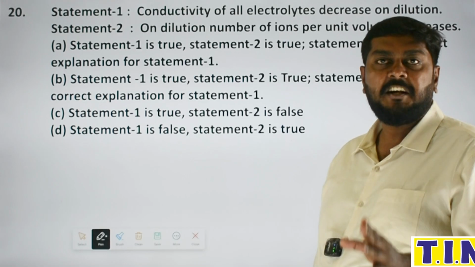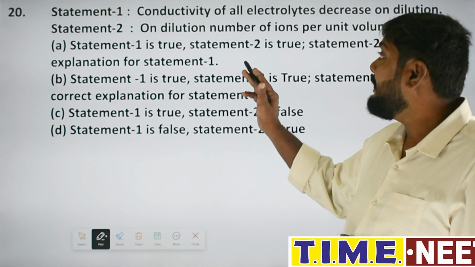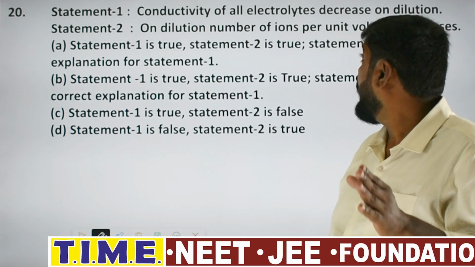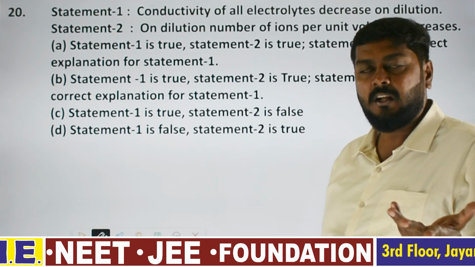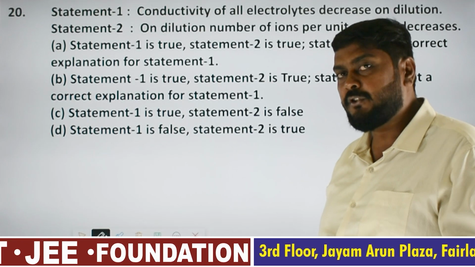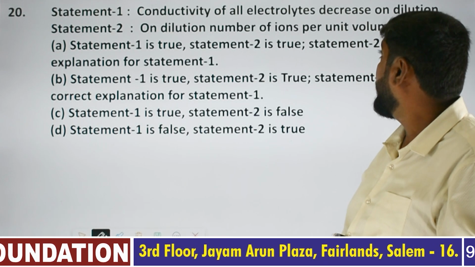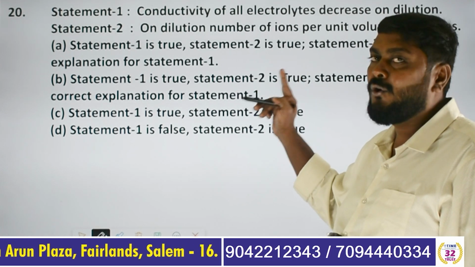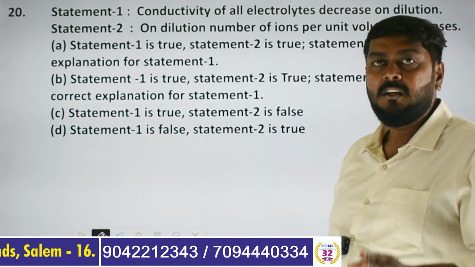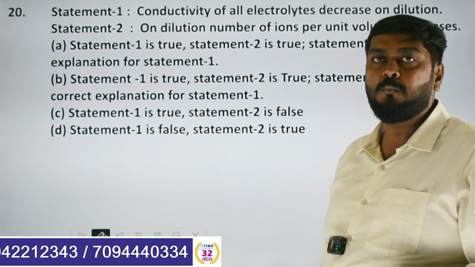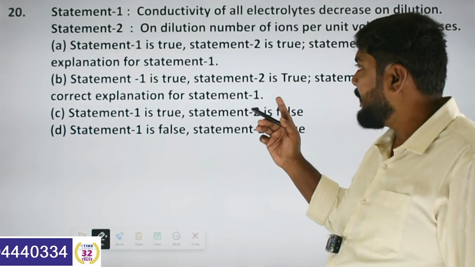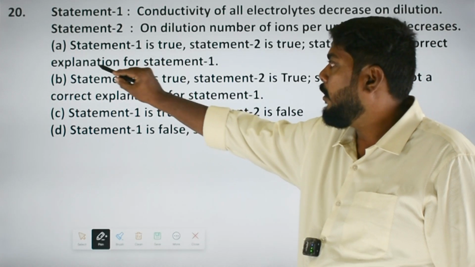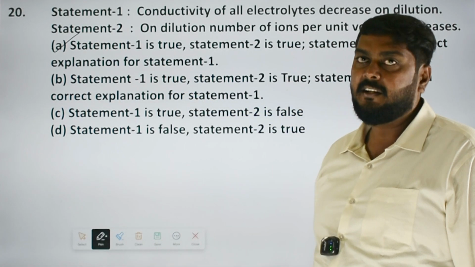See this question, it is a statement type question. Here you are given the first statement: conductivity of all electrolytes decreases on dilution. As we all know, conductivity of all electrolytes decreases on dilution. It is correct. On dilution, the number of ions per unit volume decreases. So statement 1 as well as statement 2 both are correct, and statement 2 is the correct explanation for your statement 1. Hence your option A, right?